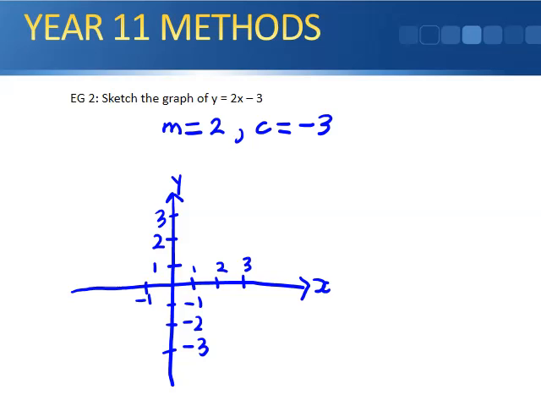When we sketch these type of graphs, the first thing you should do, and I'm going to do it in a different colour hopefully, is mark in the y-intercept. So there is the y-intercept there. And now, starting at the y-intercept, you use the gradient.